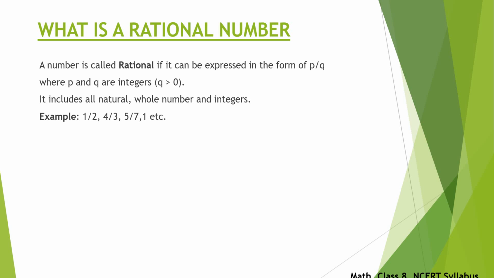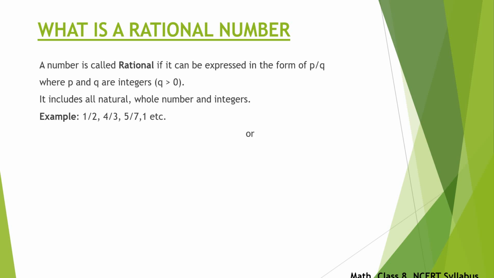So what we mean by that is a number is a rational number if it can be written in the form of a fraction. Suppose if I want to write a number, I can write it in the form of p by q, where q is greater than 0. That means the value of q is always a positive number. So here, if we look at the examples, we have 1 by 2, 4 by 3, 5 by 7. Here we can see these all numbers can be represented in the form of p by q and the denominators are all greater than 0.